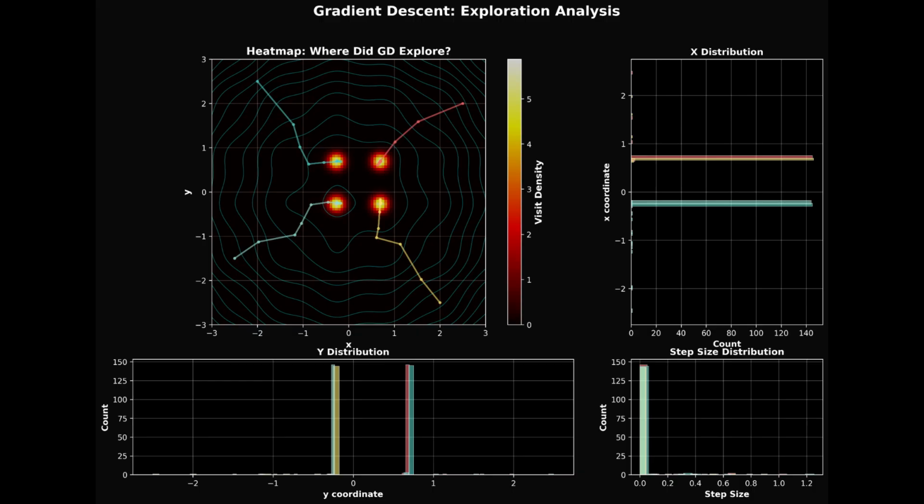And this bottom panel, it shows step sizes. Notice how most steps are small. That's the algorithm being careful as it descends, taking smaller steps as it gets closer to the bottom. It's like being cautious when walking down a steep hill.